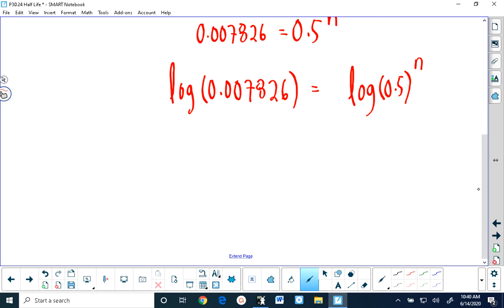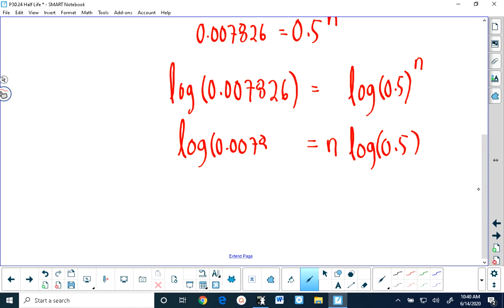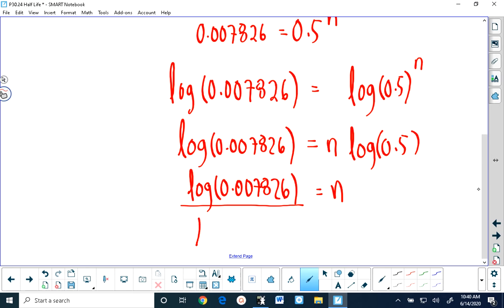Of course, we do this because there's a property of logs called the power law, which says that you can move that power out in front. What that allows us to do then is to solve for that power. All I have to do to find n is take the logarithm of 0.007826 divided by the logarithm of 0.5. And that's going to give us the number of half-lives, which is not quite the answer to the question.